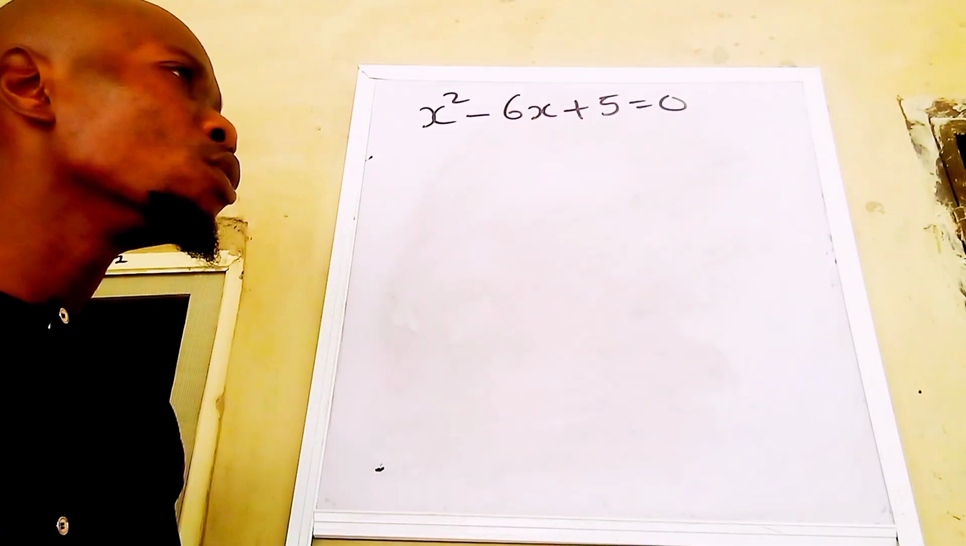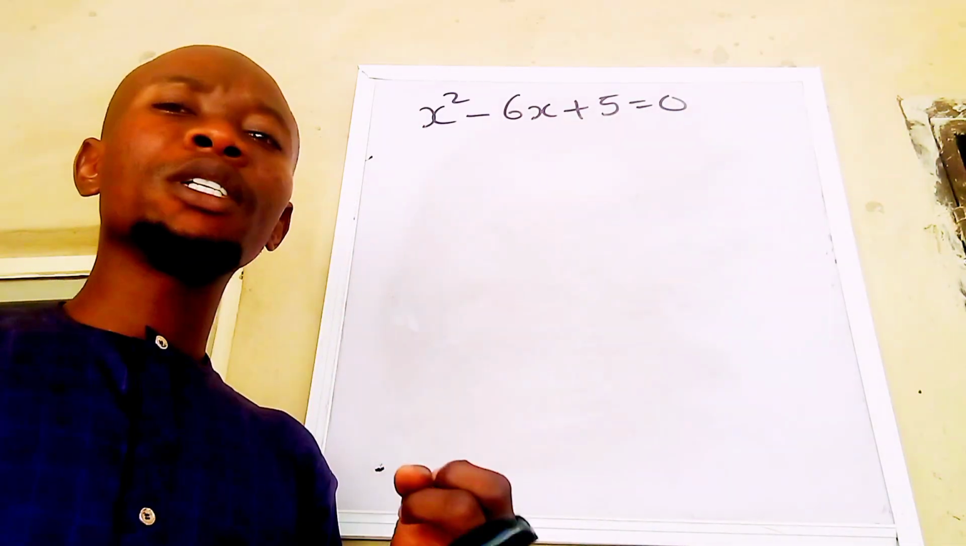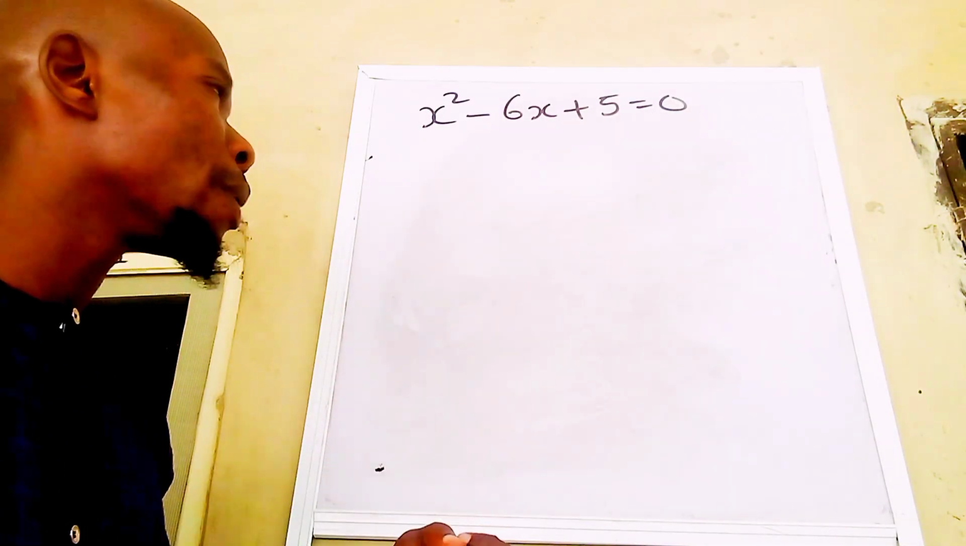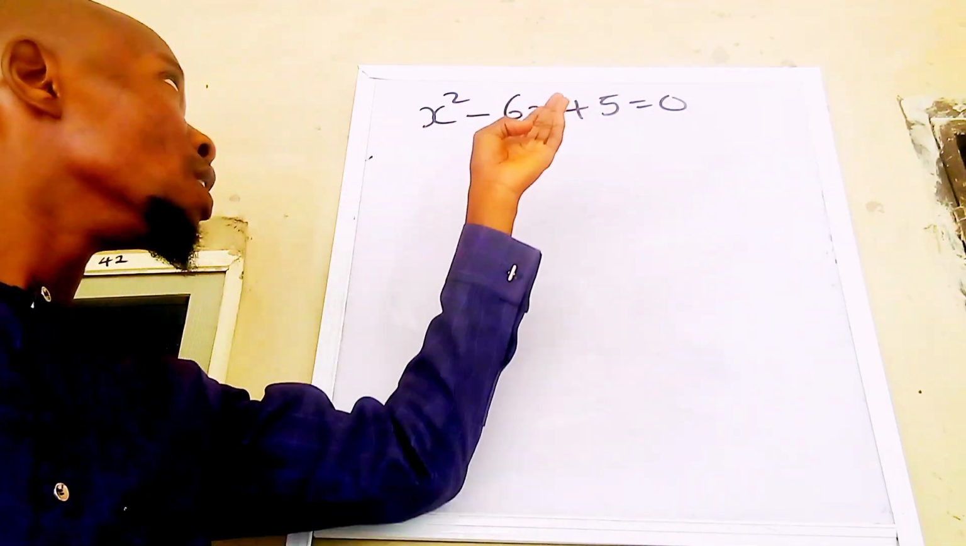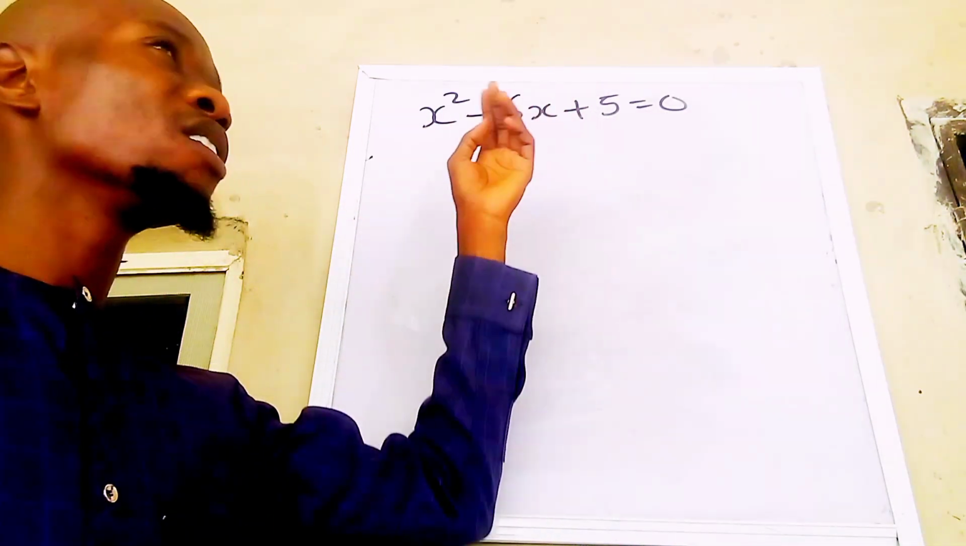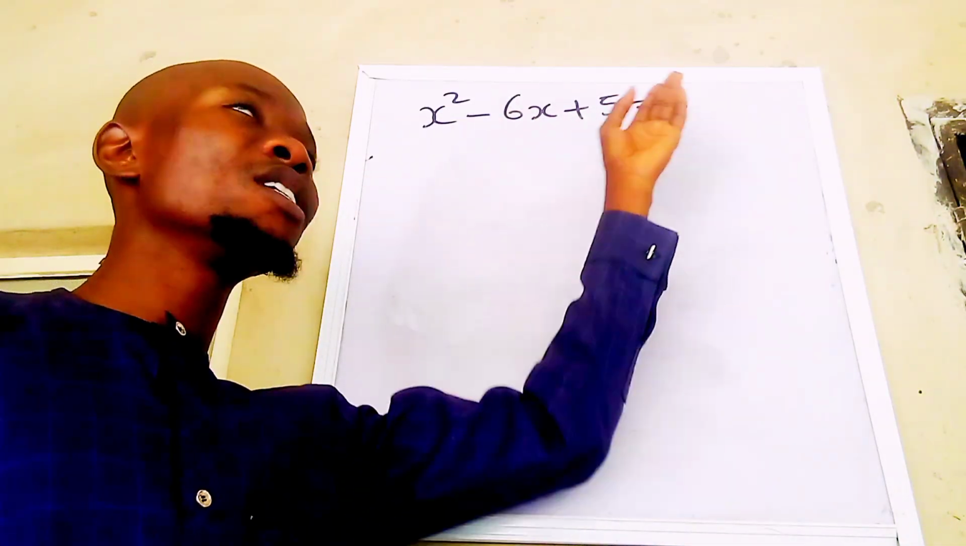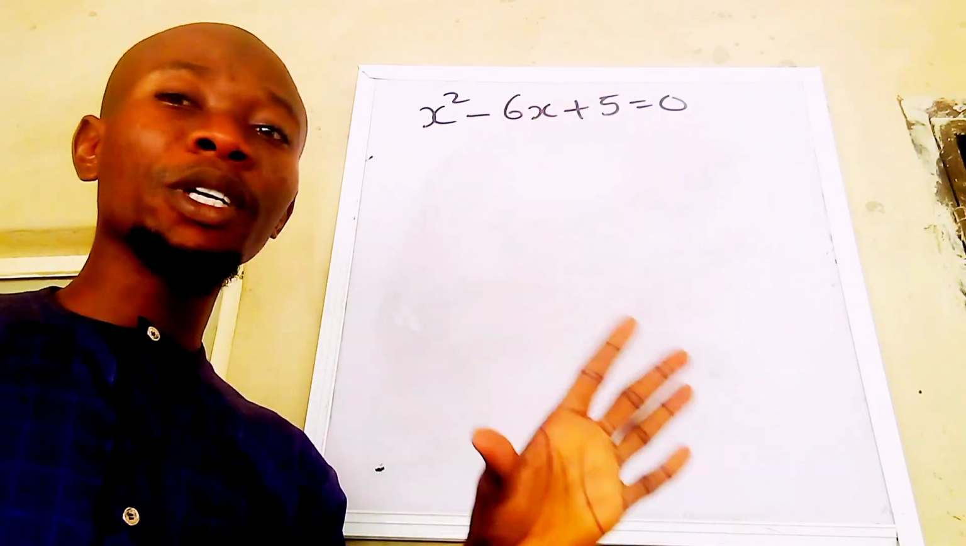Secondly, we can use a completing the square method. So we take the constant across the equal sign. Then we take half of this. From there we take the square. Then we add it to both sides. So that is completing the square.